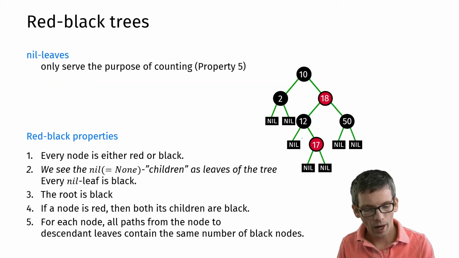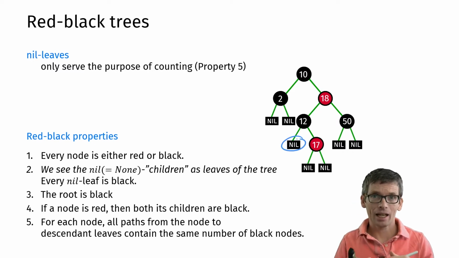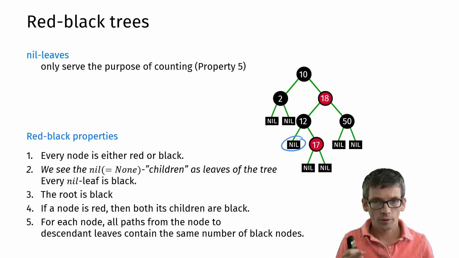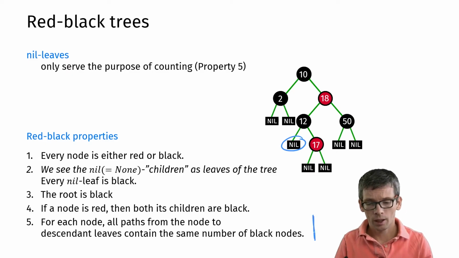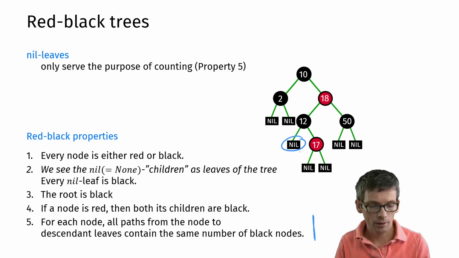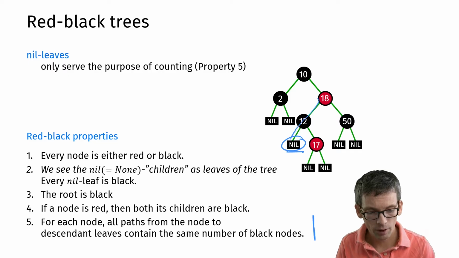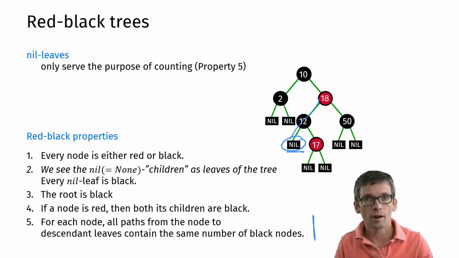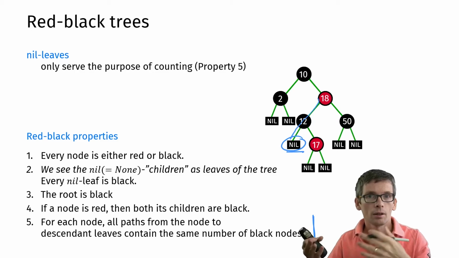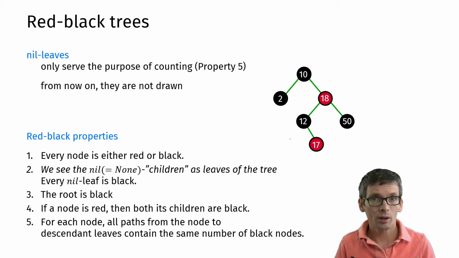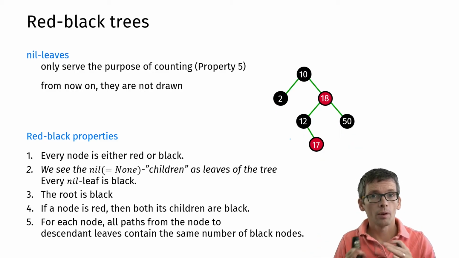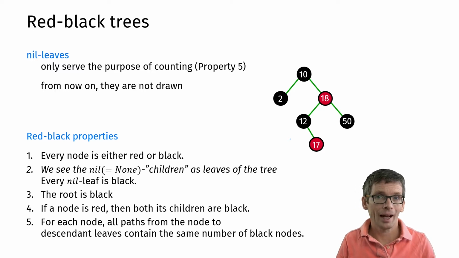So you may wonder, why do we need to have these nil nodes as nodes of the tree? So this is for counting. Property 5 is necessary to bound the height of the tree. And to formulate property 5, it's very convenient to have these nil nodes, because then I count this path here as a path to a leaf. Otherwise I would have to say a path to a nil. When we draw a red-black tree, we're going to draw it without these nodes. But keep in mind that in principle they are there, but they're just there to count black paths.